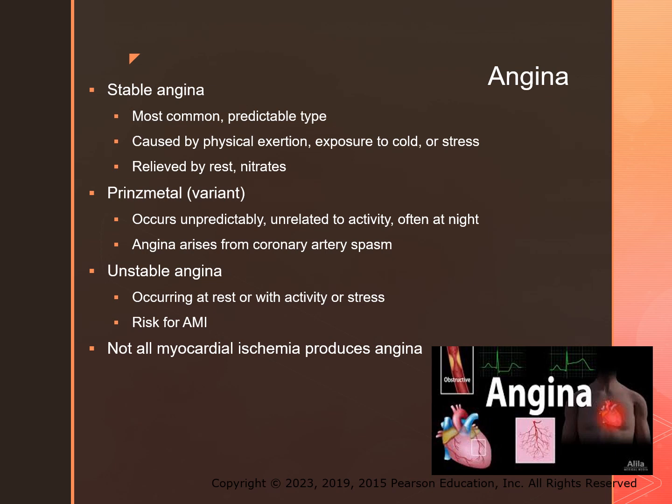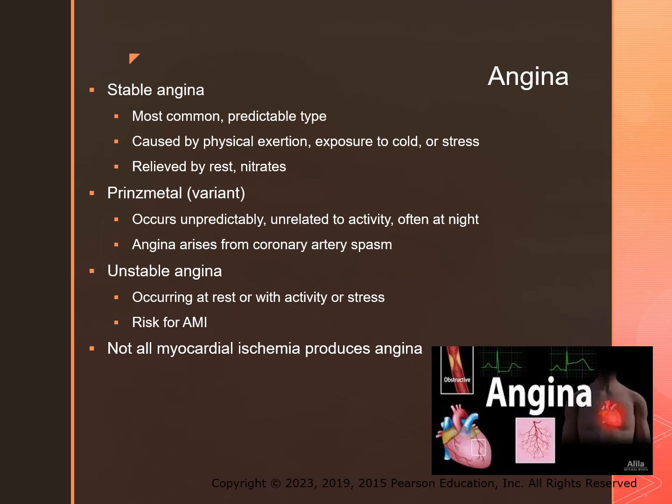Angina. So let's talk about the different kinds of angina. You have stable angina, Prinzmetal, and unstable angina, so you have three different ones listed here. Stable angina is the most common and predictable form. It results from a particular activity or stress that requires exertion, such as walking up a set of stairs. Stable angina is relieved by rest and nitrates. Like I was telling you, those nitroglycerin tablets, often people with angina carry nitroglycerin with them.